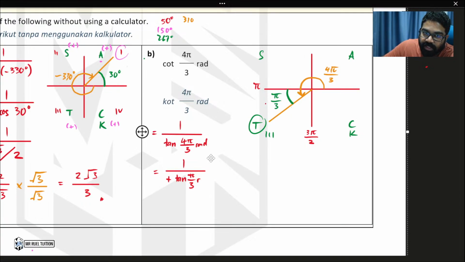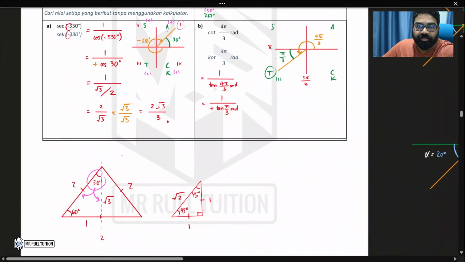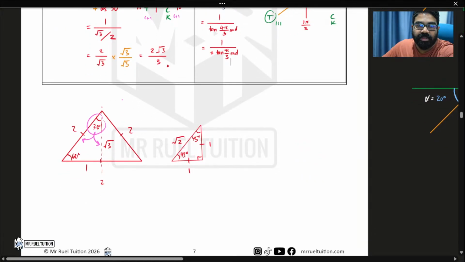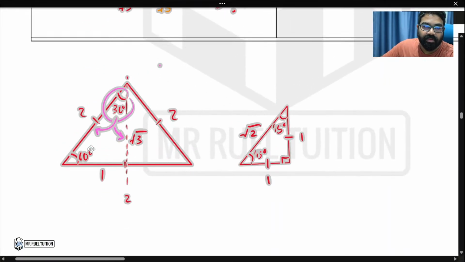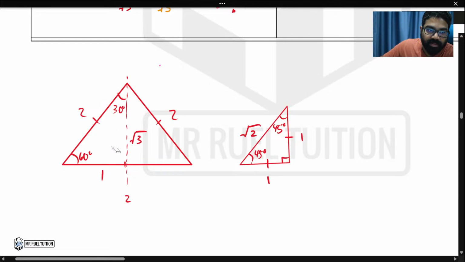Alpha is pi over 3. Okay. Can. Now, this one you can change to degrees to do your calculation lah. Pi over 3 is how many degrees? Pi 180. Always go back to 180. Pi is 180. Bagi 3, 60. 60, isn't it? 60 degrees. Can. Look at your triangle. Tengok segitiga kita. 60 is here. Okay. 60 is here.